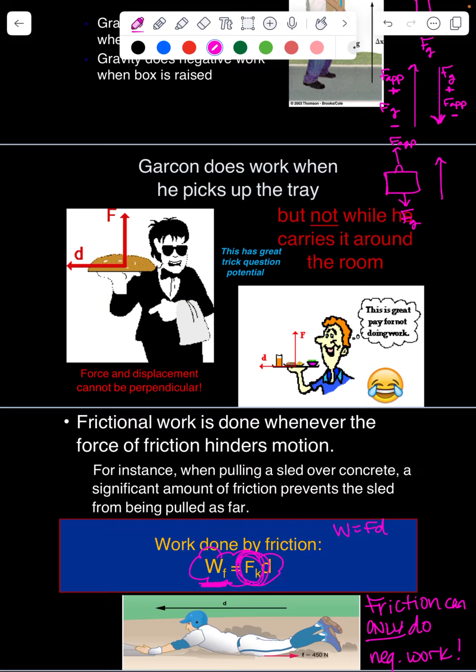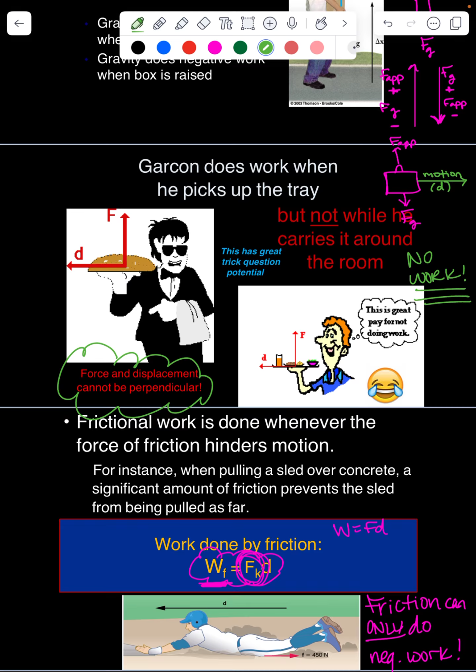But what if you started moving horizontally, like your motion was horizontal? That green line, that's your motion, that's your displacement. Whenever you have forces and displacement that are perpendicular to each other, those forces are not doing any work. So if your force and your displacement are perpendicular to each other, then no work is being done by those forces.